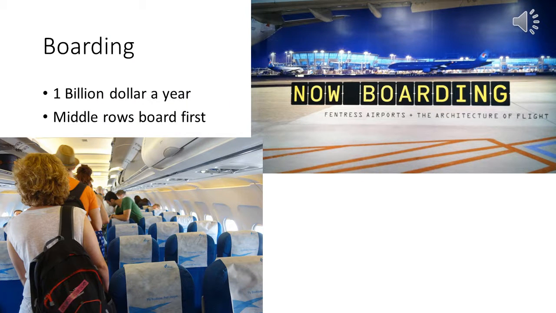Other big expenses for airlines are the costs for boarding delays. Boarding delays cost airlines in Europe alone $1 billion a year. How do airlines try to avoid boarding delays? While boarding, they let the passengers who are seated in the rows in the middle of the aircraft board first, to prevent congestion in the aircraft because of people putting their bags in the baggage compartments.